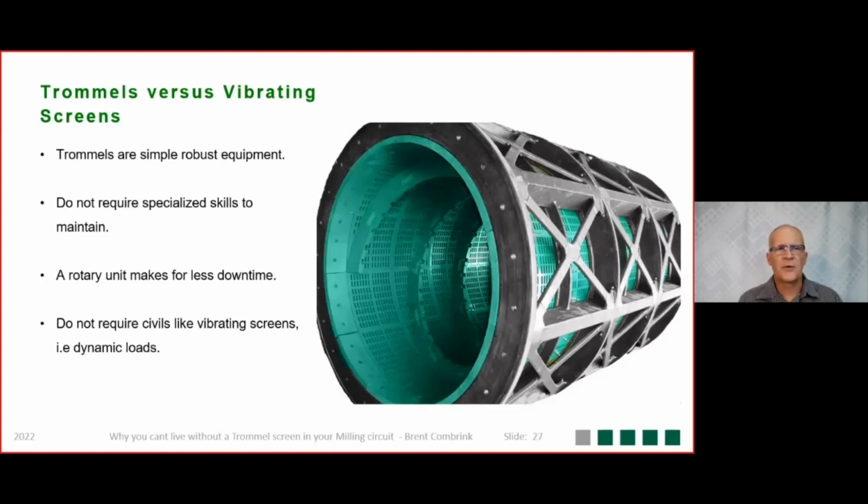Then, trommel versus vibrating screens. Trommels are simple, robust equipment and do not require specialized skills to maintain. The rotary unit makes for less downtime, and they do not require civils like vibrating screens, with their dynamic loads. And I think what is very important here is if you look at the surface being used, a third, 25% to 30%, like we showed earlier, the trommel will probably last 3 times longer than a typical vibrating screen where you use the whole surface of that area. And for me, that's probably the most significant advantage for the trommel screen.